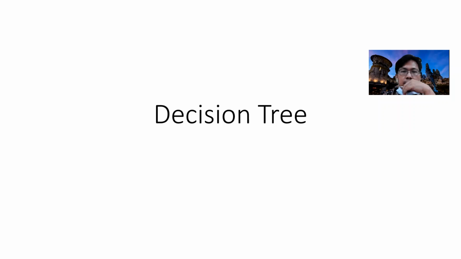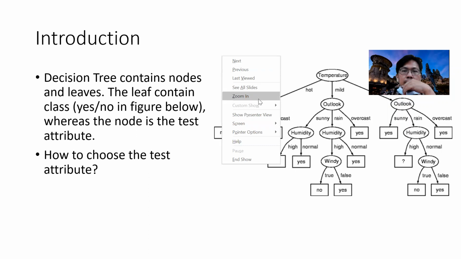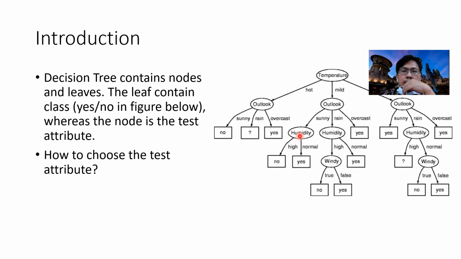Today I will share one of the machine learning methods, decision tree. This method mimics the tree structure. This is the root, and the final is called a leaf. For example, in this example, the target class is yes or no. And the problem is how to choose this node, or the test attribute.